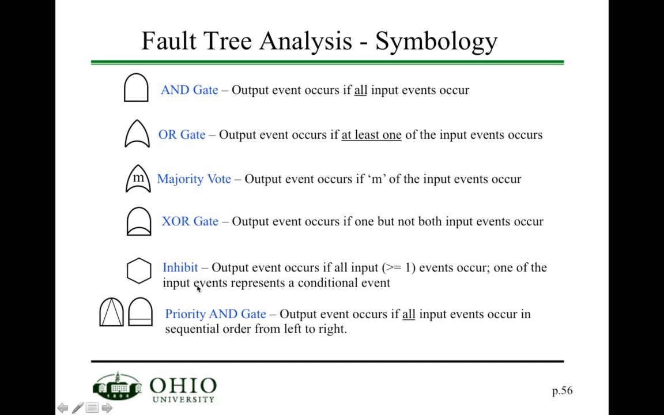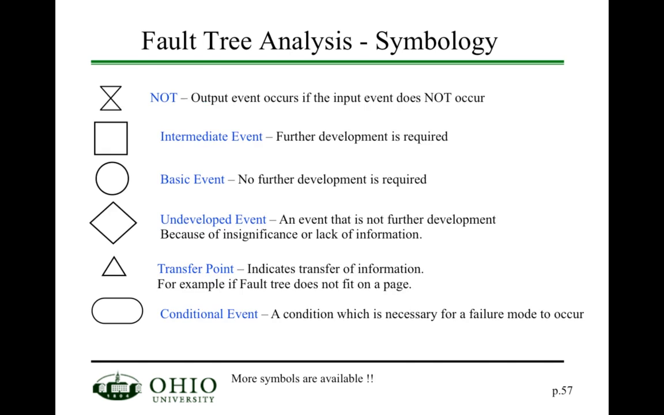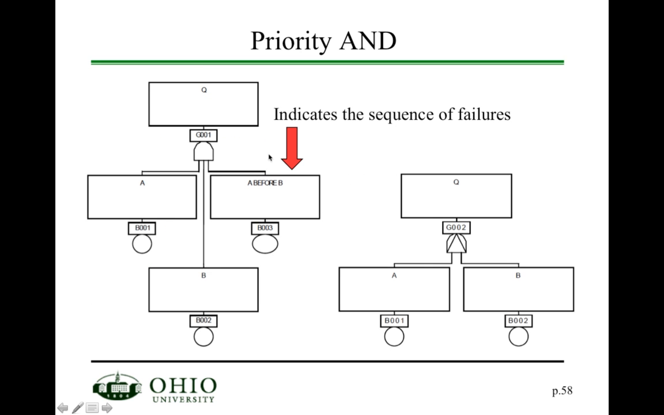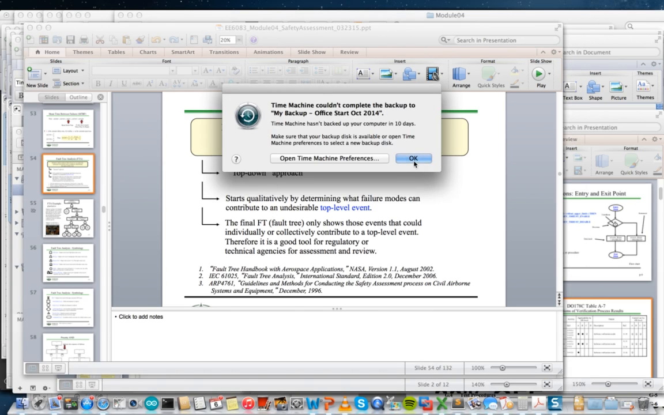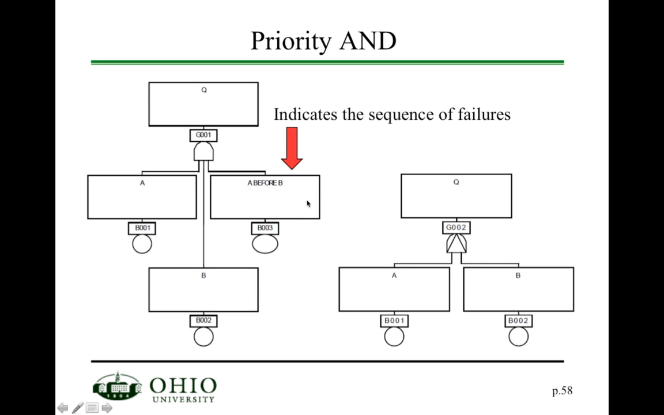Exclusive OR, and then this priority AND. The priority AND really means that the output event occurs if all input events occur in a sequential order from left to right. Well, I added another little example there. Suppose I have this particular fault tree. I have some top-level event called Q, and this Q may happen if A happens, and B happens, and if A happens before B.